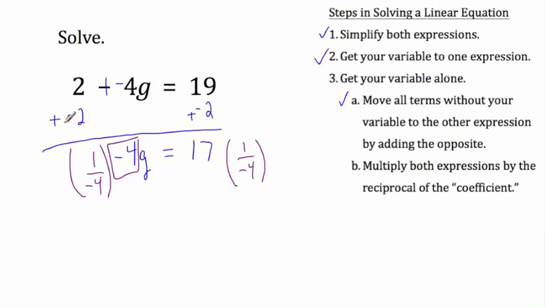In the left-hand expression, just like it should happen, our negative 4's cancel, leaving us with just g. In the right-hand expression, we're multiplying fractions, so we should write everything as a fraction by putting it over 1. Now, we multiply straight across, since there's nothing we can cancel. 17 times 1 is 17, and 1 times negative 4 is negative 4. We've got our variable alone, so this is our solution. So g equals the set consisting of negative 17/4.